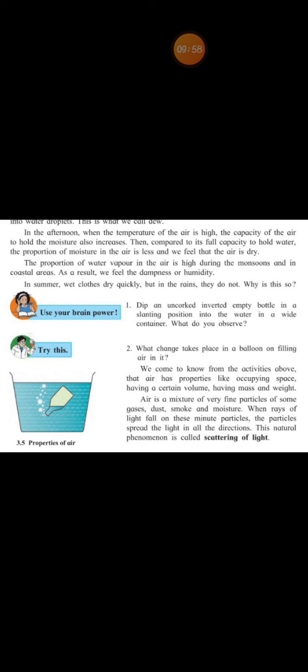Air is a mixture of very fine particles of some gases, dust, smoke, and moisture. When rays of light fall on these minute particles, the particles spread the light in all directions. So this property of air is called scattering of light. Okay, children. One more property we saw now, scattering of light. Fine.